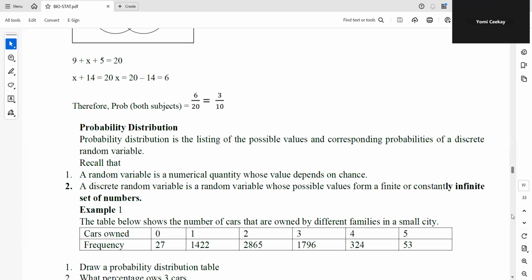So let's move to probability distribution. What is a probability distribution? Probability distribution is the listing of all possible events and corresponding probabilities of a discrete random variable. The random variable is a numerical event whose value is determined by chance.